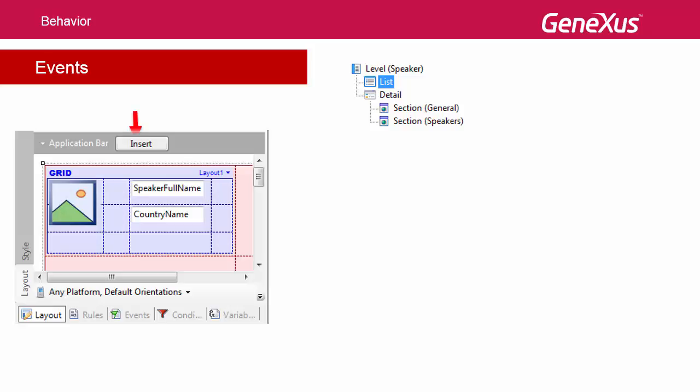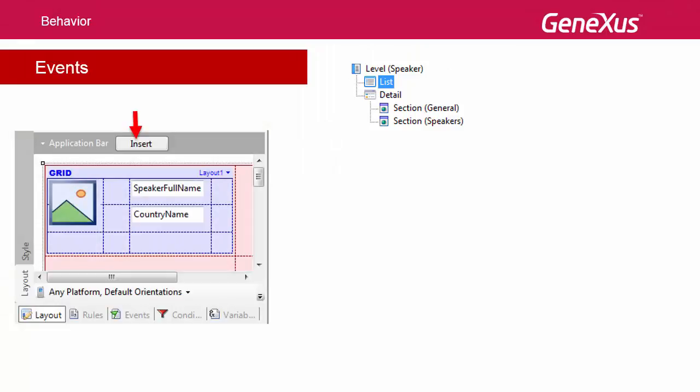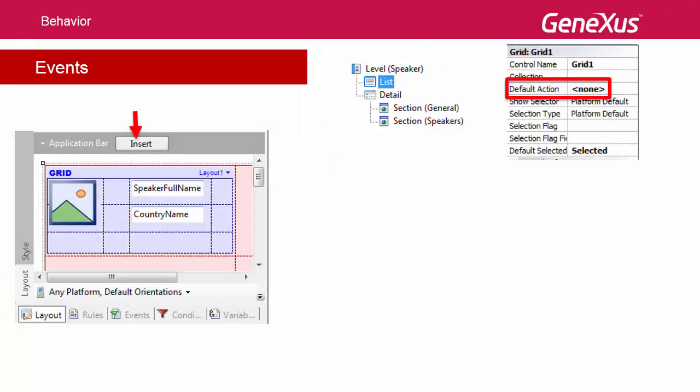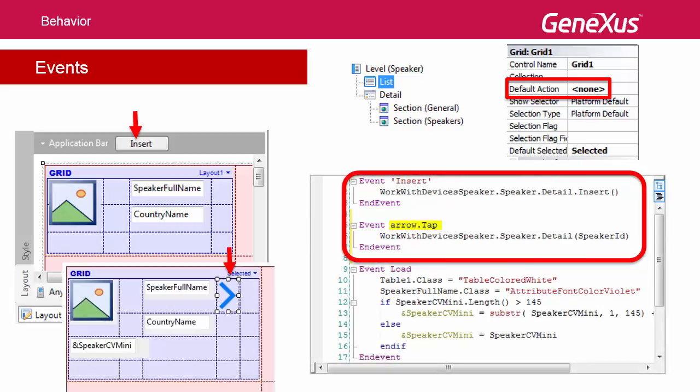In the example, the insert event of the list is an event created by the pattern. Also, the pattern automatically set the default action property with the default value. It indicated that even if we didn't see an associated event, the detail was called in view mode when the user tapped on a line of the grid. Here, we change this behavior because we program it through one of the control's events involving touchscreen use. For example, the tap event on the image called arrow.